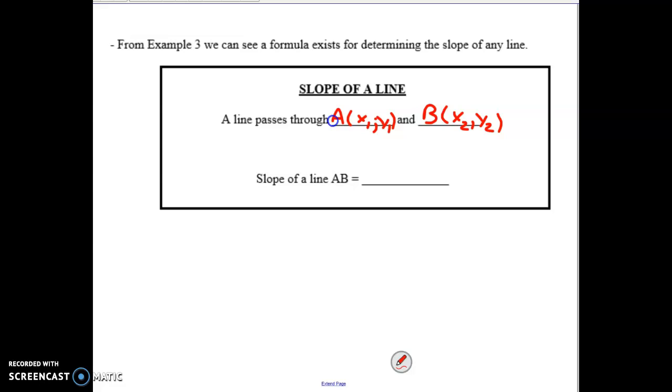The reason I do that is to make sure we know which point our x and y values are coming from, because the slope of a line AB can be found by going y2 minus y1 over x2 minus x1. So you can pause the video to make sure we get it all caught up, and we can move on to some examples.